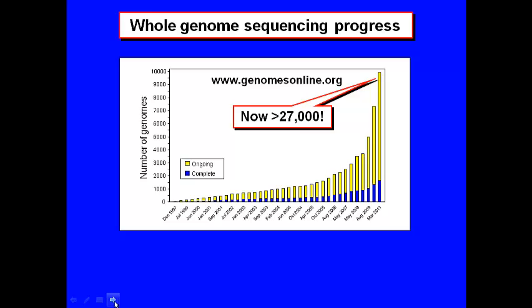This is only going to increase because of next-gen sequencing of genomes. So we have enormous numbers of genomes now. Increasingly, they're from eukaryotes as well as prokaryotes.